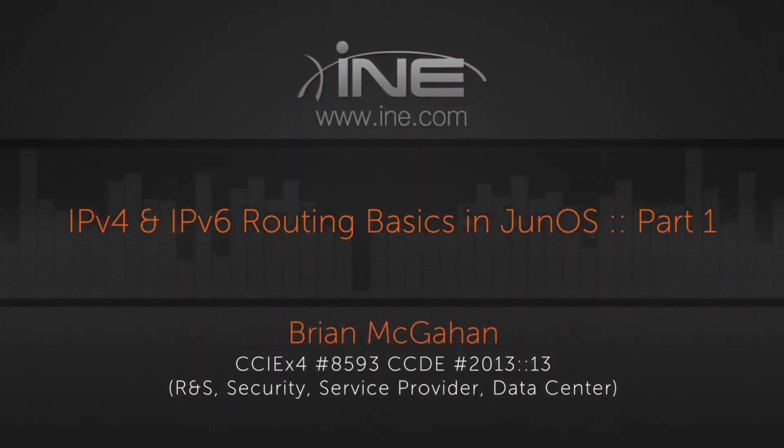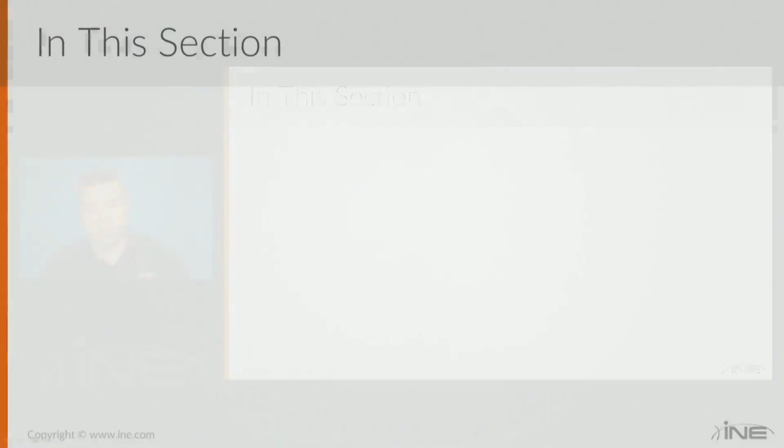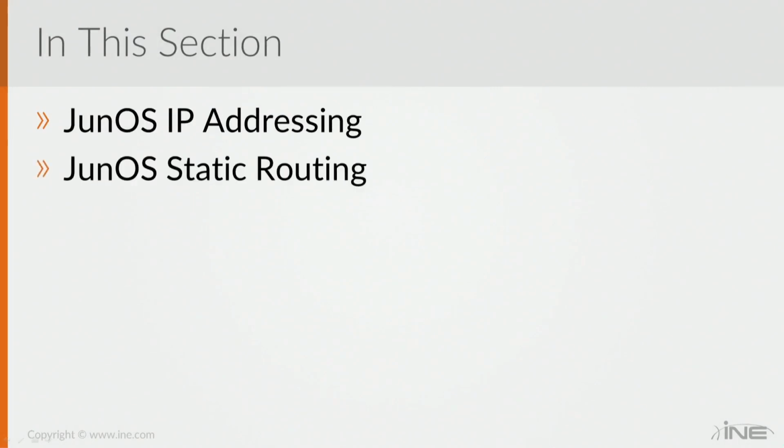In our next section, we're going to look at some of the basics of IPv4 and IPv6 routing in JunOS. Specifically, we're going to talk about how IP addressing works. We'll see there's some minor differences between iOS's configuration of IP versus JunOS at the link level. We'll talk about how static routing works, what are some of the different options that we have at the end of the static routing statements, and then also how virtual routing and forwarding instances are implemented in JunOS.